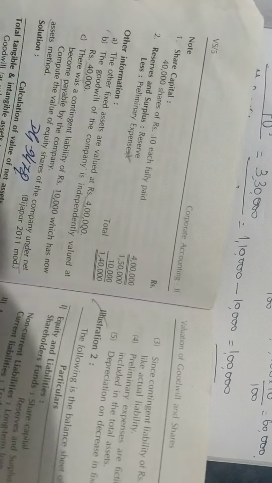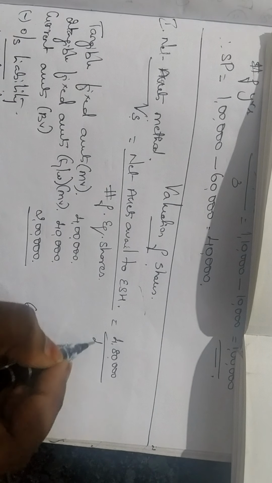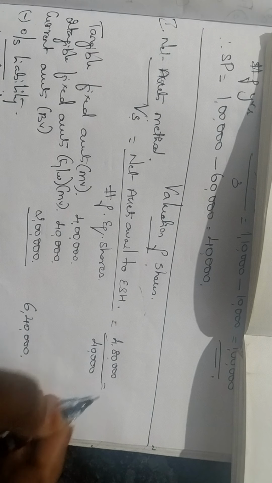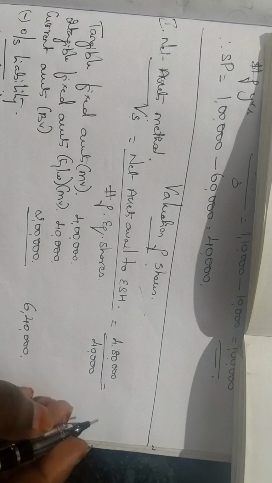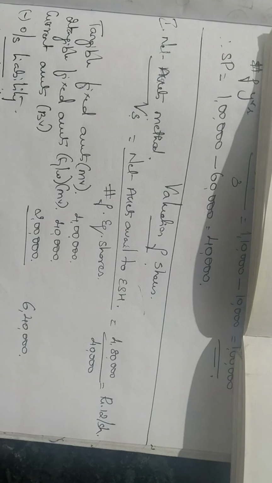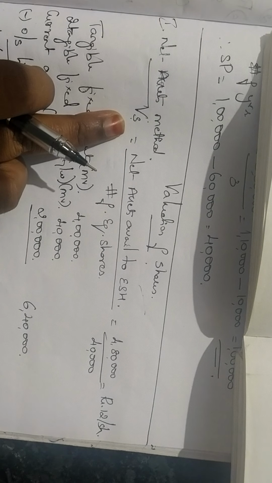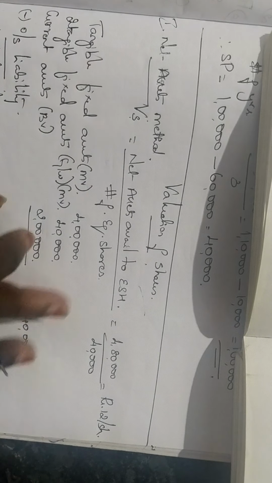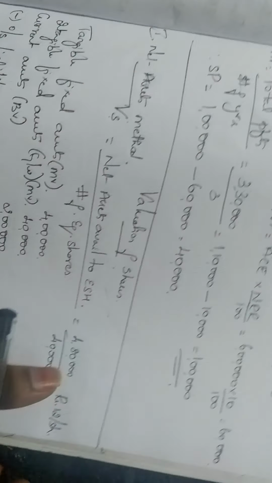So you have 40,000 shares. So number of shares is 40,000. So 4,80,000 divided by 40,000, you get 12 rupees per share is the value of equity under net asset method. I hope the problem is clear to all, because the problem is quite simple. You don't require any kind of adjustments or any formulas that you have to remember. It is just a simple straight formula that you have to apply. Now let us solve the second problem.